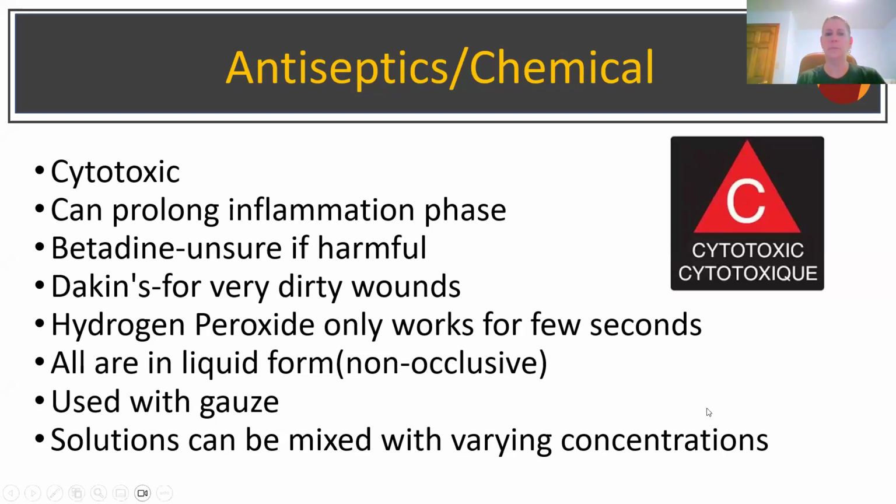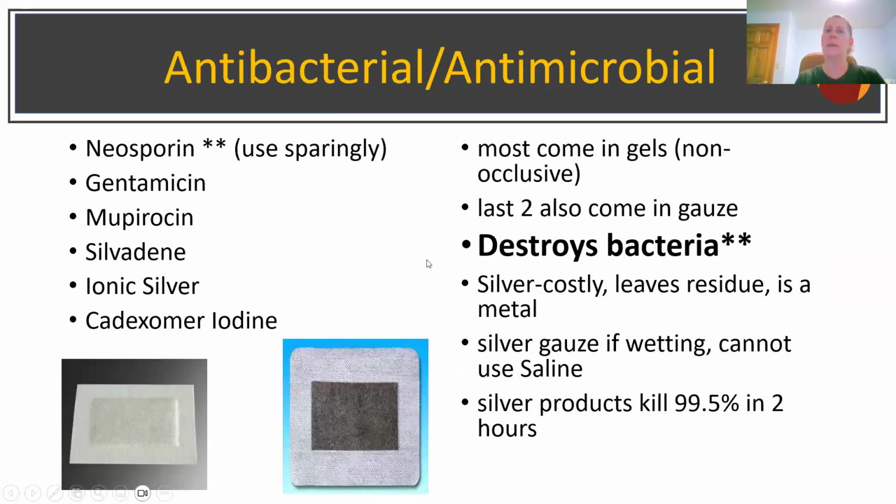They're all in liquid form. You can get them in various concentrations. Antibacterials or antimicrobials are the ones we like better because they're not cytotoxic. They don't harm the good tissue. They only attack the bad tissue. So probably you have things like this at home. You probably have Bactrim, Neosporin, gentamicin. You probably have some of this in your medicine cabinet. Almost all of them come in gels. You just put it on the wound and then you have to cover it with gauze or something else.